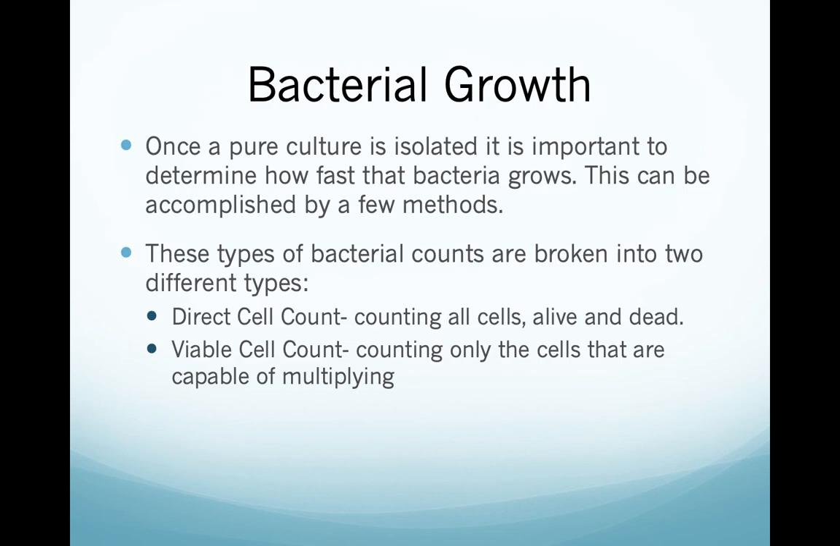Living cells are capable of dividing. So if it's dividing, it's actively growing. If you have a lot of actively dividing cells, that infection is still going on, it is getting stronger. Or if it's an environmental sample that you're looking at, the environment's going to become more contaminated and things like that. A direct cell count counts both alive and dead.